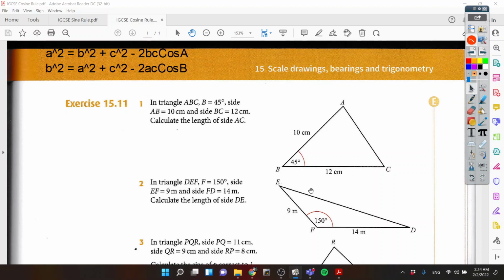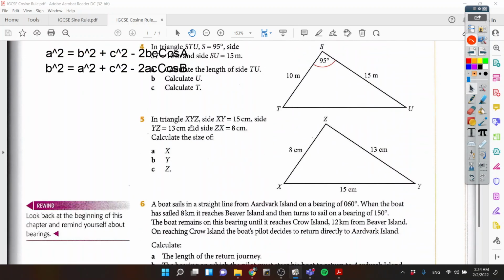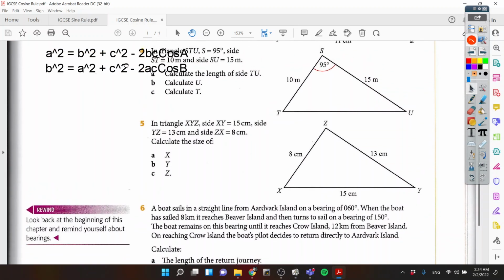I do want to look at 5 because it's significantly different. So in 5, we've got triangle XYZ. XY is 15, it's marked. YZ is 13, marked. ZX is 8, it's marked. Calculate the size of angle X, angle Y, and angle Z. So what's different is now we know all 3 sides, but we don't know this angle, so we'll have to solve for that. So okay, let's start out with the first one.